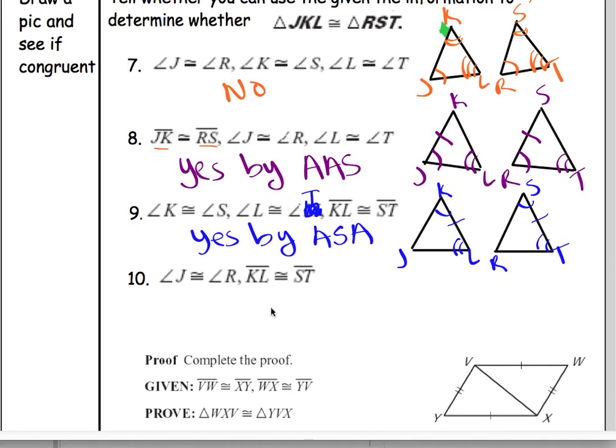Now this last one is just giving you two pieces of information. I know right off the bat that two pieces of information is not enough. So we can't do this problem for number 10, and I'm not even going to draw a picture.